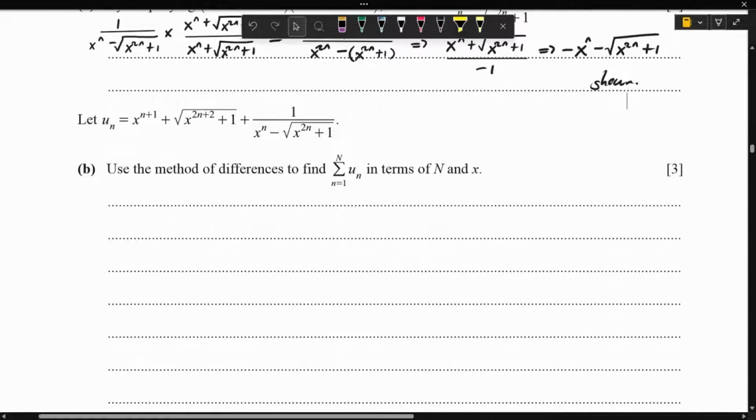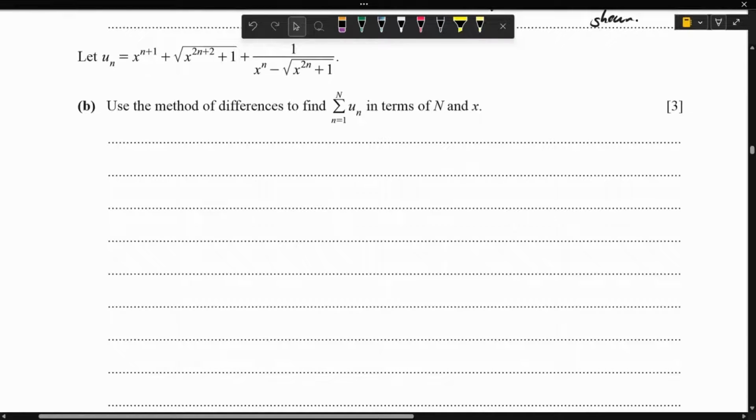Let's go on to part B, where they say let u sub n be equal to this thing given. Use the method of differences to find the sum to n of u sub n in terms of capital N and x. Alright, so in this particular case, we are looking for the sum to n of terms of the form u sub n, and that's going to be equal to the sum from n is equal to 1 up to N of u sub n is equal to this thing here.